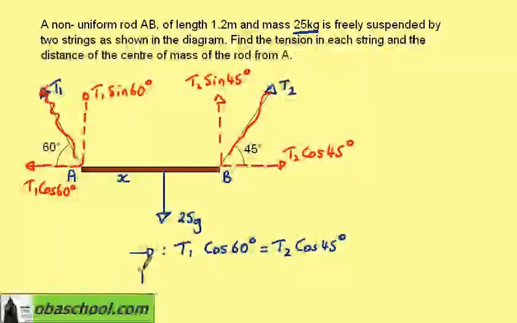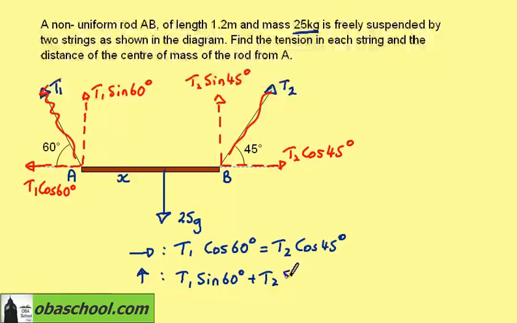It's also the case we must have equilibrium vertically. So these two components must equal this force. T1 sine 60 plus T2 sine 45 must be equal to 25g.